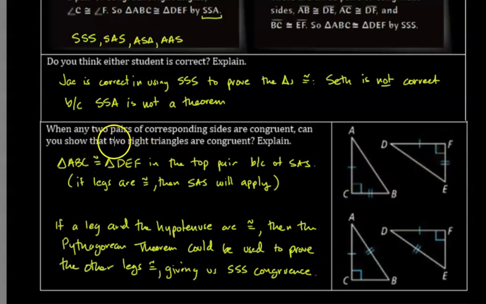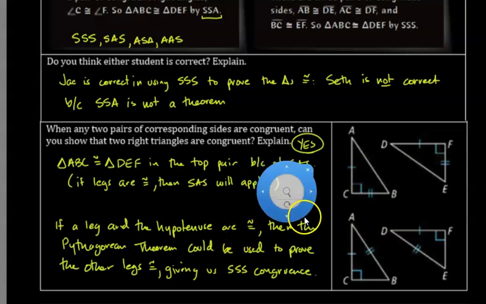So to answer the question, when any two pairs of corresponding sides are congruent, can you show that two right triangles are congruent? I think our answer is yes. Because again, what we just wrote down here takes us through the possibilities for what those two sides could be. Maybe they're the two legs. That gives us SAS. Maybe it's one leg and the hypotenuse, one leg and the hypotenuse. So that would give us this other version of congruence. Well, this other version of congruence is what the concentration of this notes sheet in this video is going to be all about.